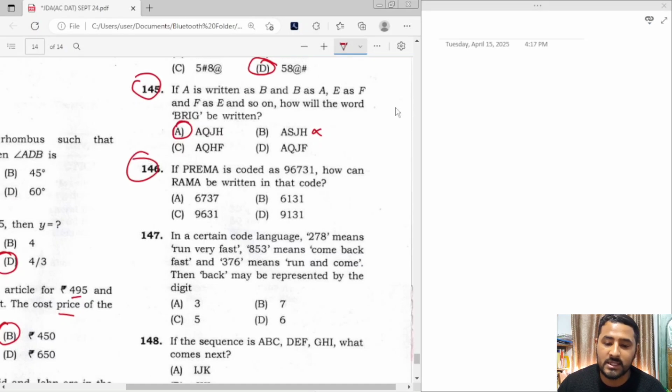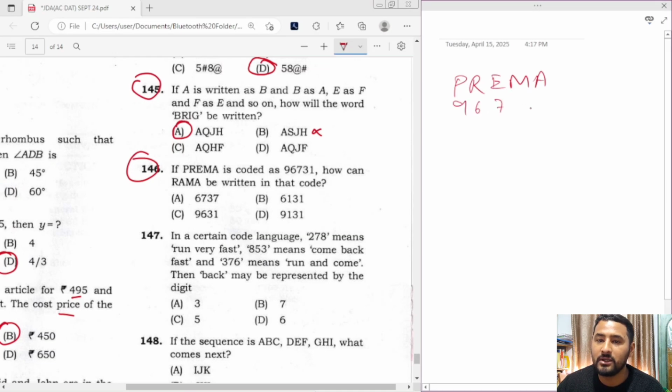Let's go next. 146. If P, R, E, M, A is written as 9, 6, 7, 3, 1, how can drama be written? Very easy. Just get down the value from here: 6, 1, 3, 1. Option number B will be the correct answer. Let's go 147.